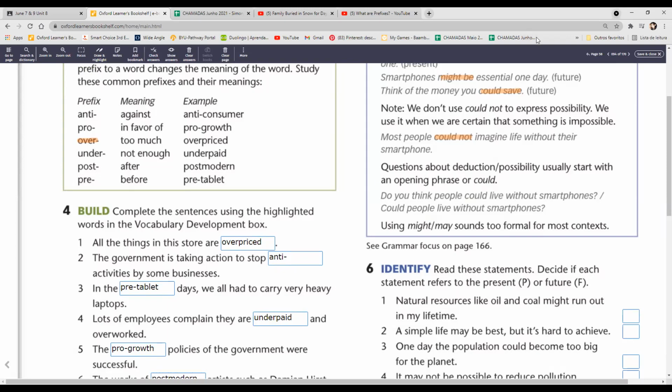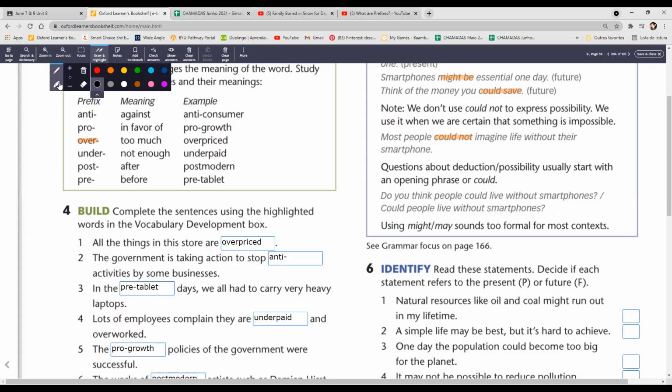Okay, if Joyce can't, let's see Paulinha. Paulinha, can you read the examples, please? Do you think people could live without smartphones? Could people live without smartphones? Okay, thank you, Paulinha. Just say this word again, without. Try to say that again, without. Without. Good, thank you. So here, guys, we are imagining the possibility, okay?